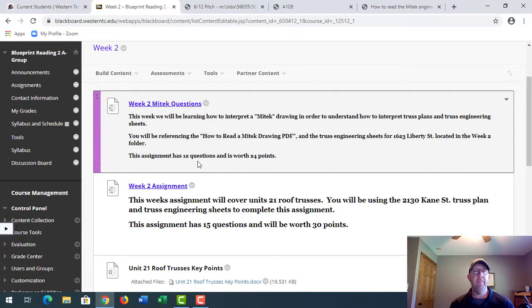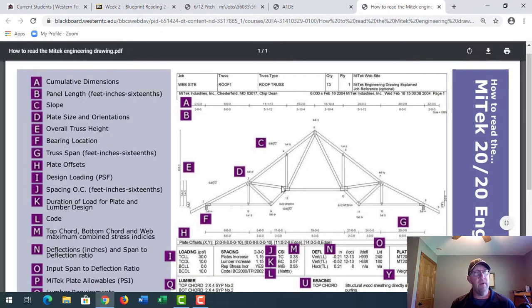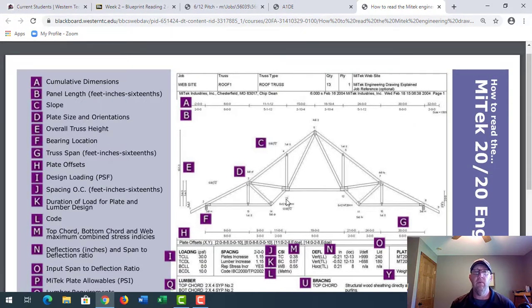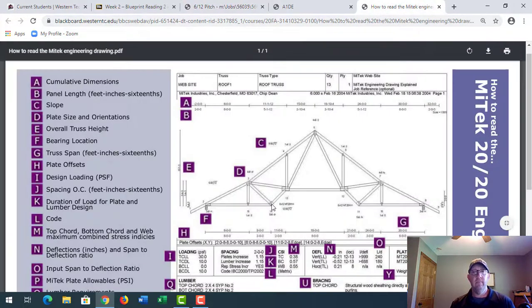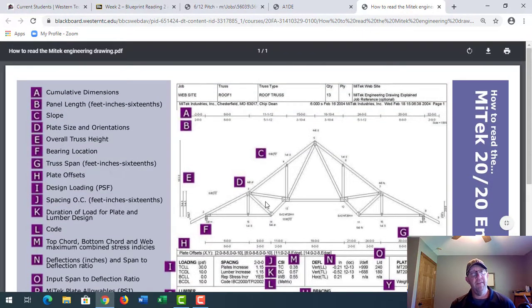Understanding and learning how to read a MyTech drawing is exactly that. It's looking at the truss engineering sheets and picking out certain information. So I will go into the how to read a MyTech drawing. When you get a set of trusses delivered, you're basically going to have the truss plan, which looks like this, and then a set of sheets on each individual truss. MyTech has this little cheat sheet, and this is what we're going to go over today.